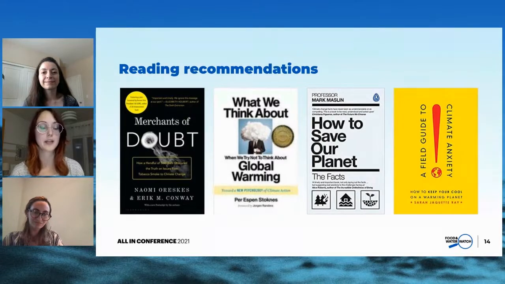How to Save Our Planet is a collection of climate action points, from very easy and accessible ones all the way to more time-consuming and wide-reaching actions. And lastly, A Field Guide to Climate Anxiety is a really good resource for activists who want to learn how to make their activism more sustainable and look after their mental health while doing so.